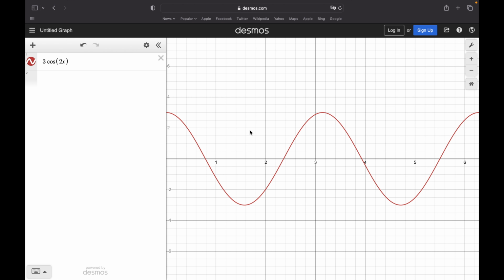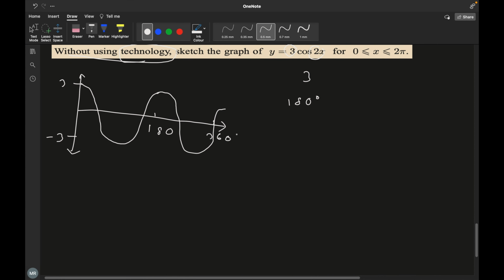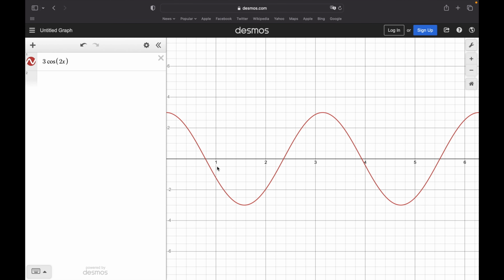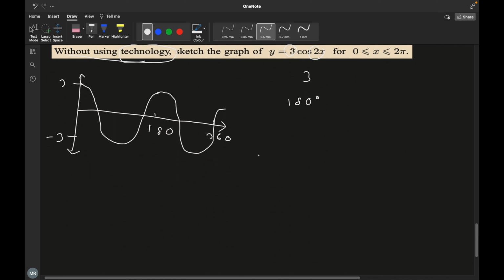So this is what it's supposed to look like. It looks somewhat similar, but this is how you're supposed to draw it. When you're drawing it on paper, it's easier because you can plot the points, but on the screen you can't really do that properly.